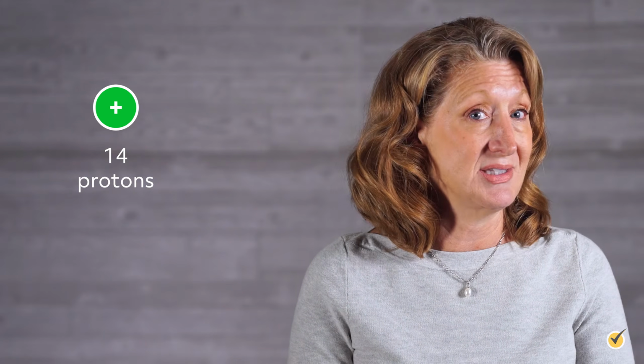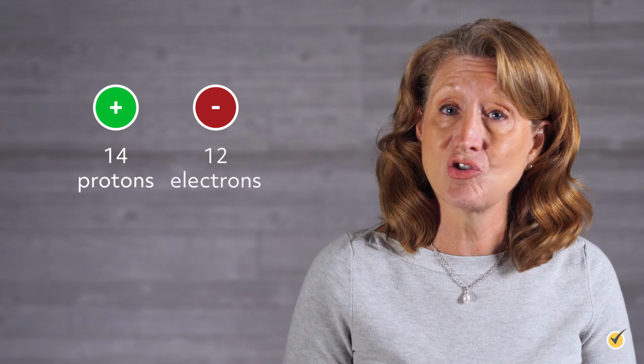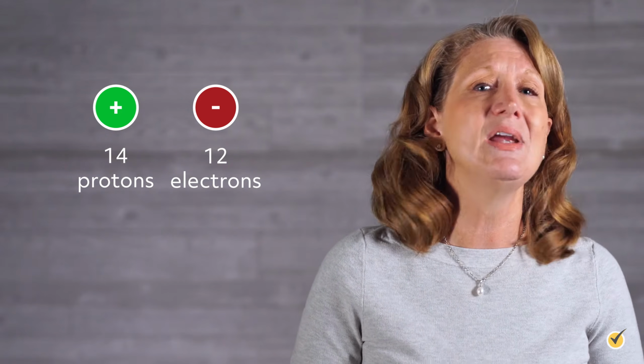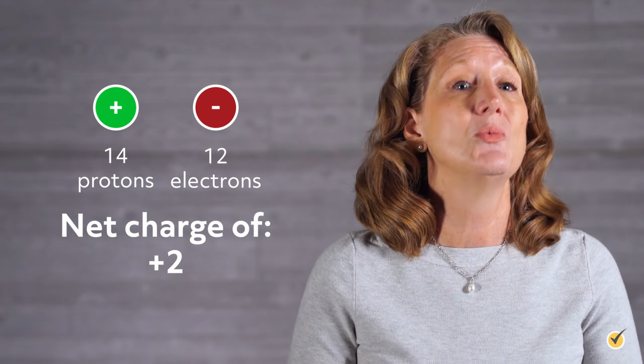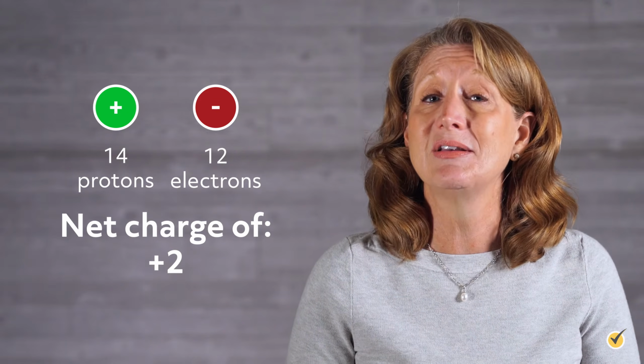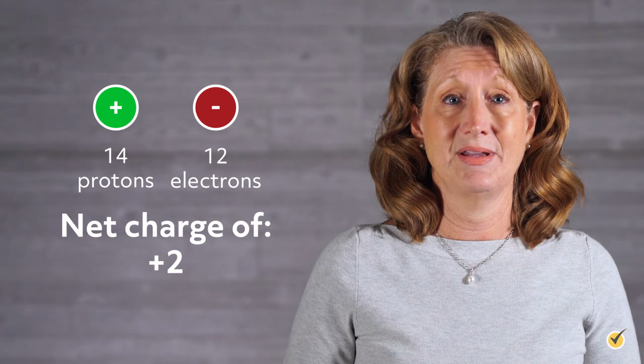For example, if we have an object made up of 14 protons, which are positive, and 12 electrons, which are negative, then we end up with a net charge of positive 2. We simply add 1 for each proton and subtract 1 for each electron. If the resulting number is positive, we have a net positive charge. And if the resulting number is negative, we'll have a net negative charge. Note that neutral particles will make no difference in the net charge.